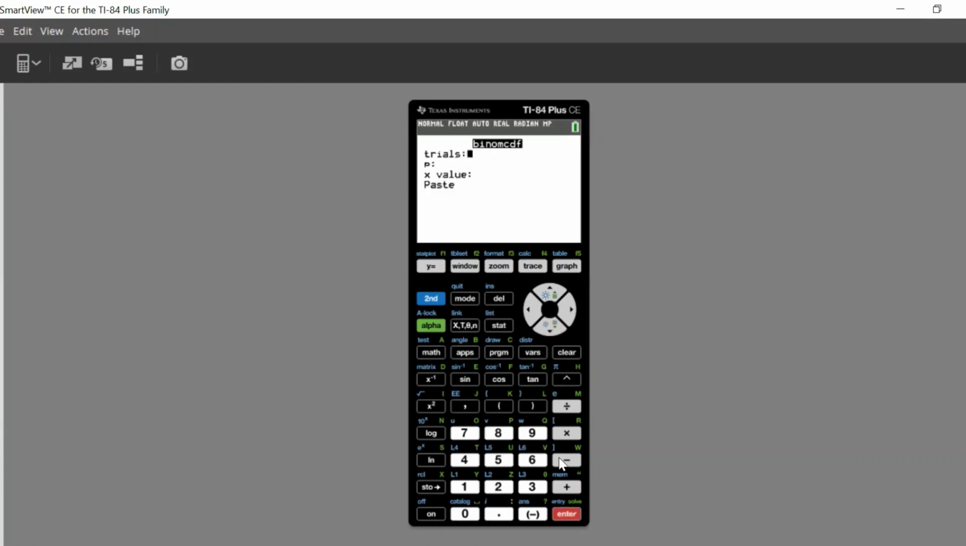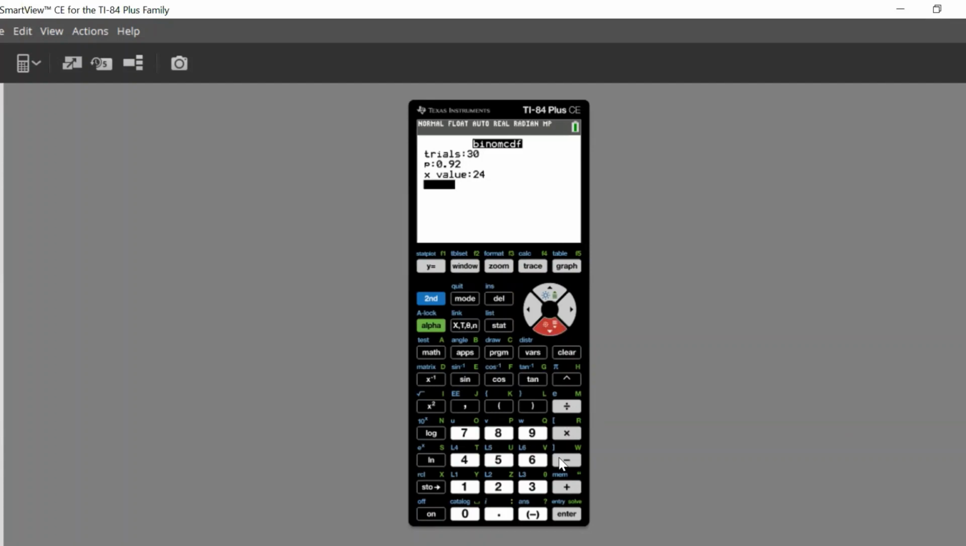Trials, which is given by N. There are 30 patients, therefore N equals 30. P, the probability of success, is 0.92. The X value is 24. Select paste and hit enter.